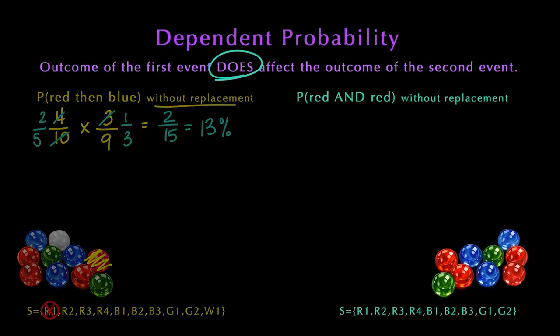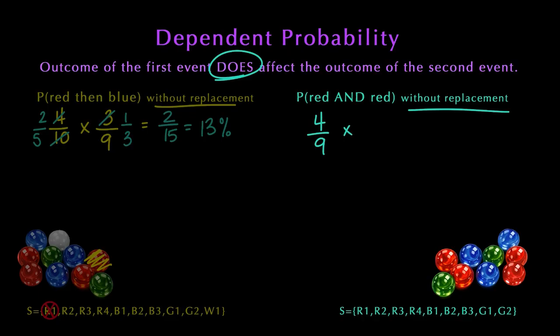Let's check out another example. Now we have a little bit different sample space. Notice there's only 9 marbles instead of 10. And now I want to pick a red and then a red, also without replacement. So the probability of getting a red on the first try is going to be 4 out of 9, because if I add these up, I only have 9 marbles this time.